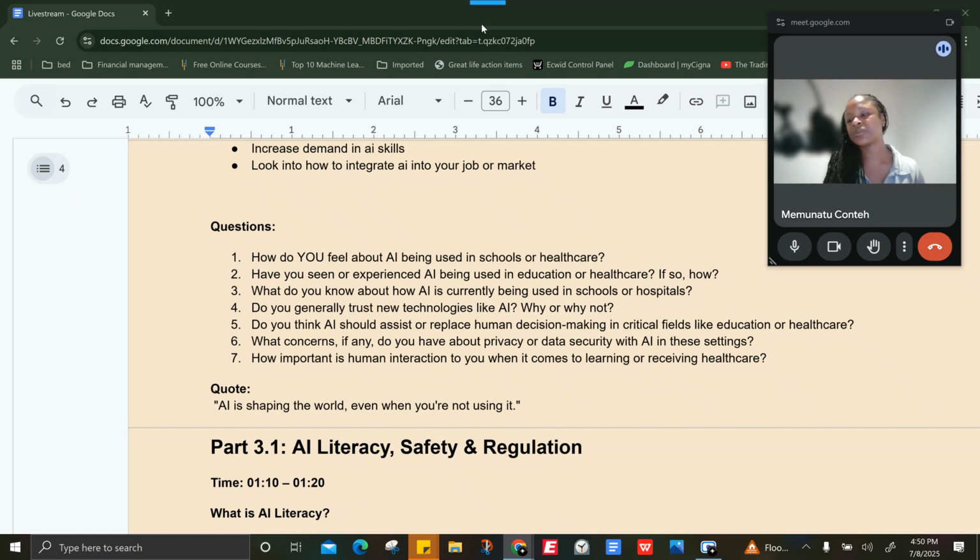Do you feel like once AI really gets really good at what it's doing in healthcare and education, do you think it should just continue doing the job, or do we need humans around?